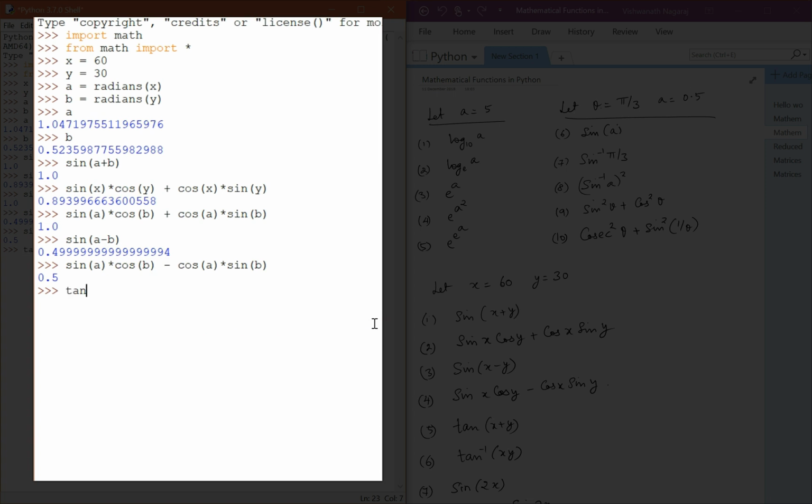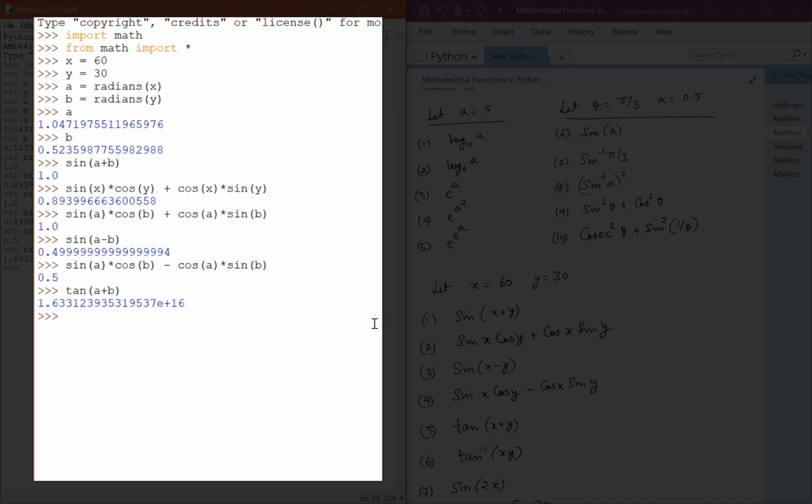Okay, tan of A plus B. Now tan 90 is supposed to be undefined. Yes, but here it is giving us a value. Remember, in Python it will give you a very large number, which we can treat as infinity, because when you take the limit it approaches infinity.